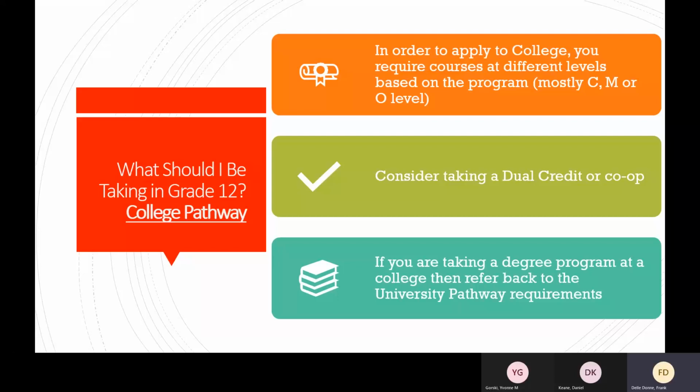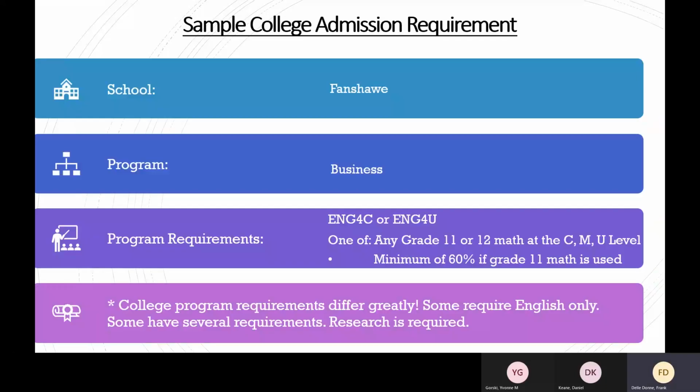Some colleges offer 4-year degree programs similar to university. If this is of interest, please refer back to the university pathway requirements. Let's review the requirements for a 2-year business diploma program at Fanshawe College. This program at Fanshawe is for 2 years and has 2 course requirements: either English 4C college level or English 4U university level. So either one will work for this program.